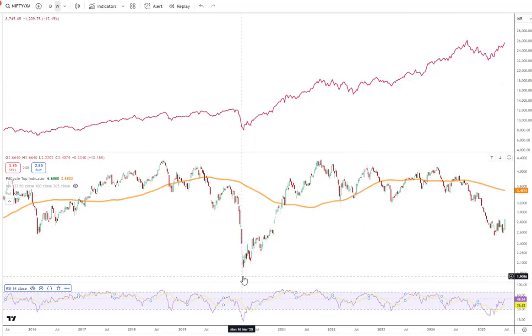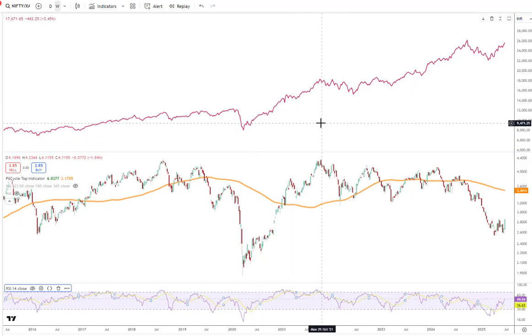Then this is the COVID bottom. In the COVID panic selling, we saw that this RSI was below 30 and again a bottom was formed, and in this case Nifty rallied from around 9,000 and it kept rallying till around 18,000 levels before it entered a major correction.